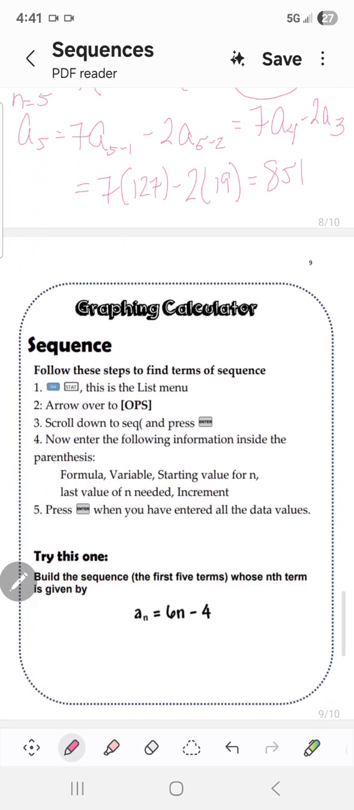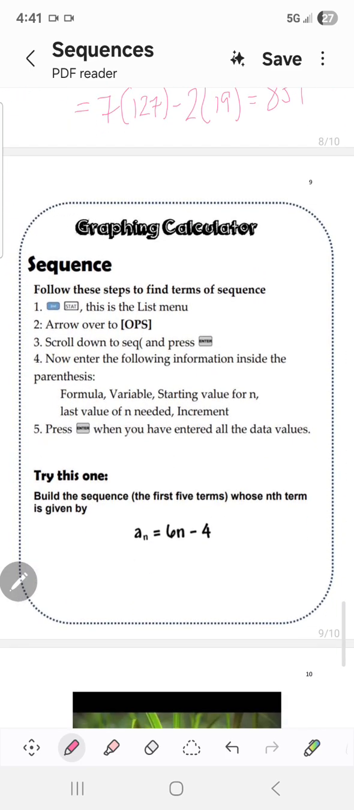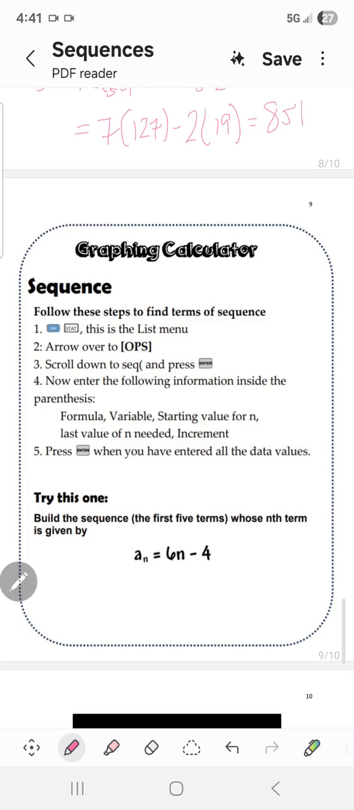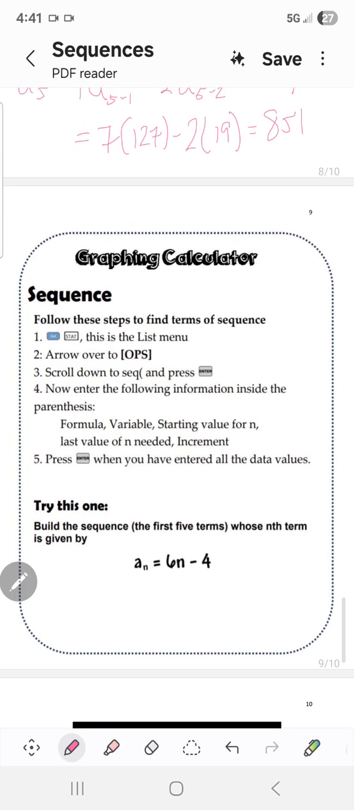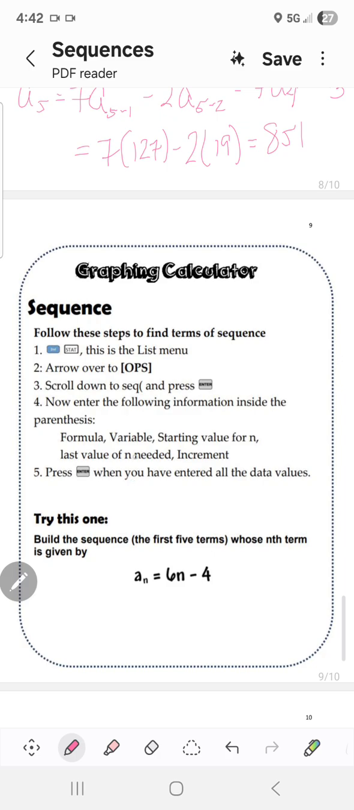You can do sequences on your calculators, and these help a lot. So basically, you're going to follow these steps. Go to second stat, the list menu. You're going to arrow over to OPS, scroll down to SEQ. SEQ is sequences, and you're going to press enter. Now it wants a couple of things, and it wants it in this order. It wants the formula, it wants the variable, it wants the starting value for n.